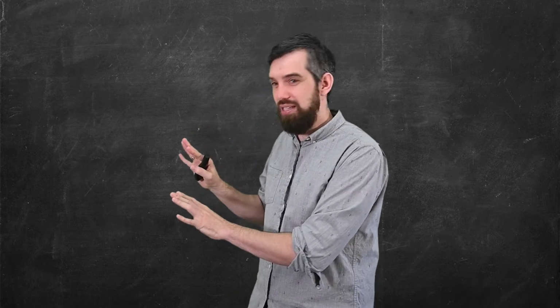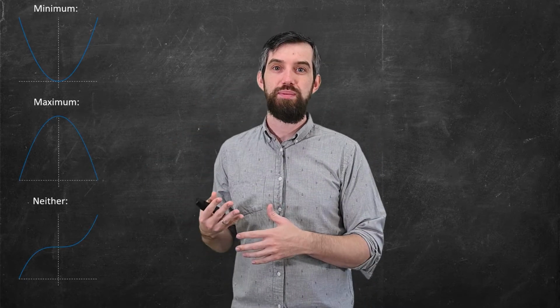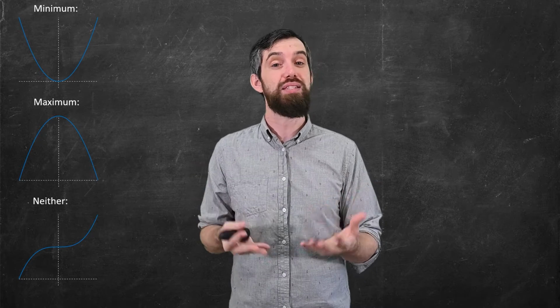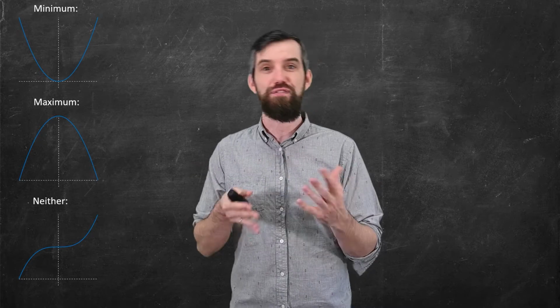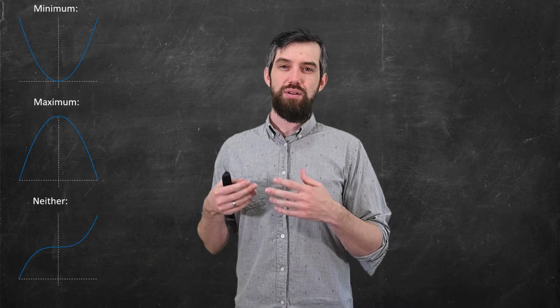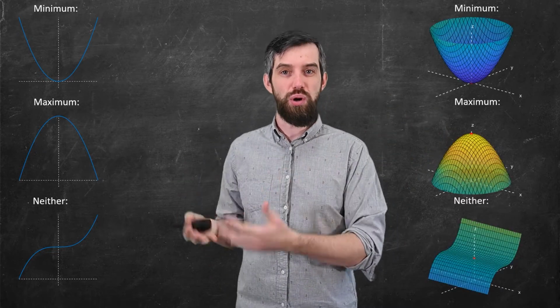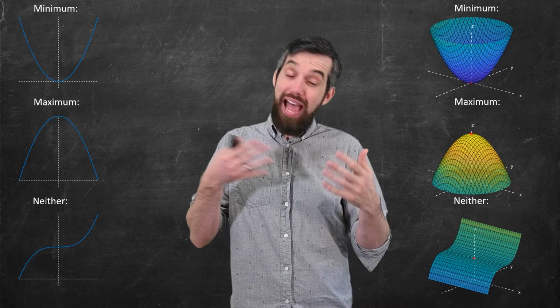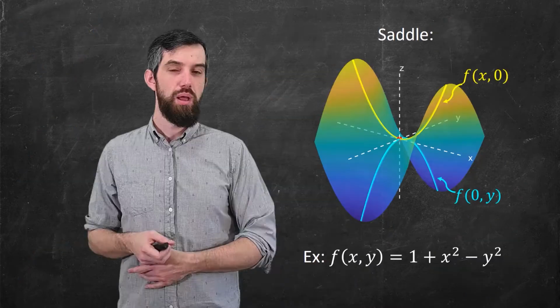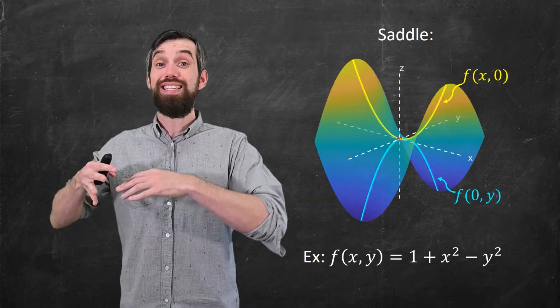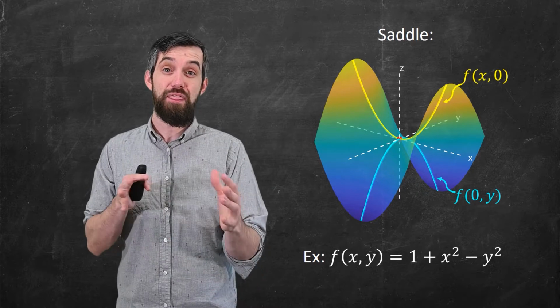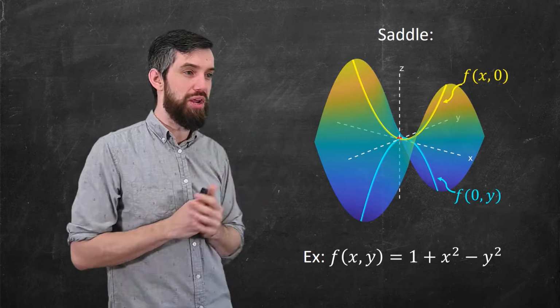In the single variable case, it was relatively simple. There were minimums, there were maximums, and there were some cases that were neither, where perhaps you just sort of went up, flattened out, and carried on. And all three of those have analogs in the multivariable world. There's minimums, maximums, and neithers as well. But there's also something new, something that didn't come up in single variable calculus. That was the idea of a saddle point.